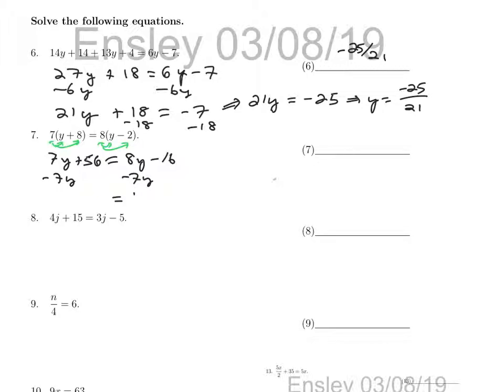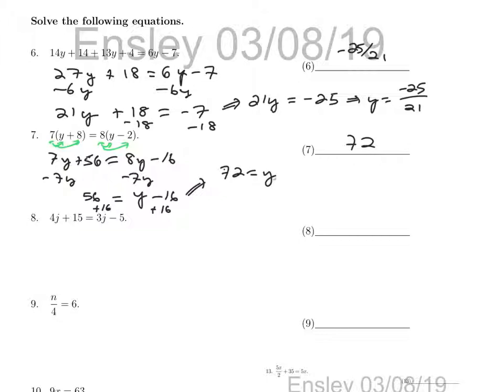8y minus 7y is y. And on this side, I just have 56. Now I can add 16 to both sides. 56 and 16 is 72. And there's no final step. That actually, just separating the y from the other thing gives me the actual solution. So y should be 72. Number 8 is similar. I won't do that one.